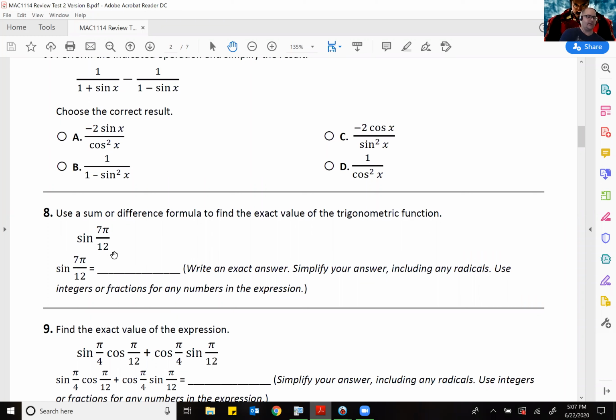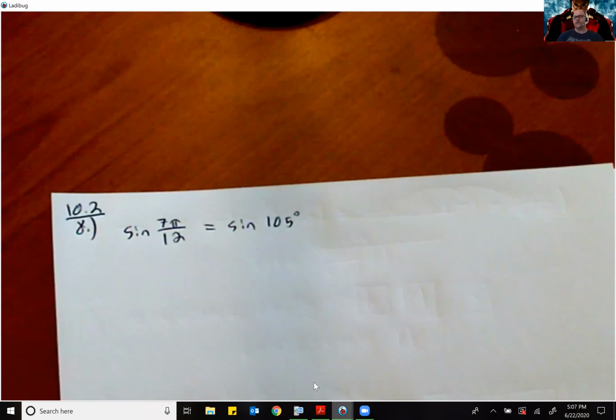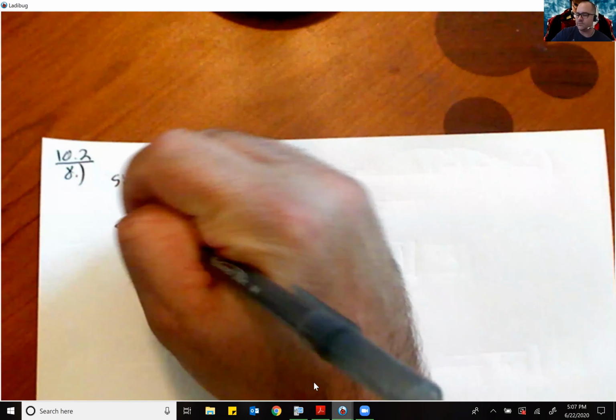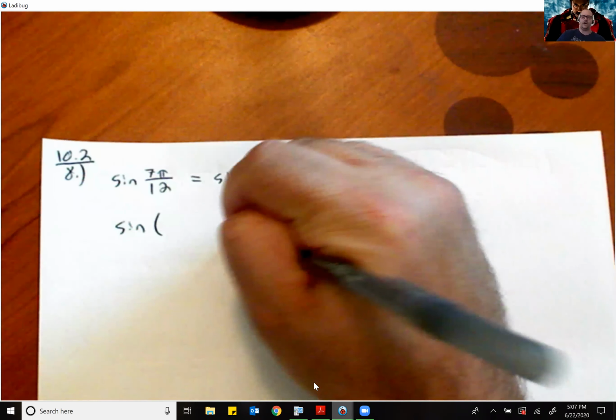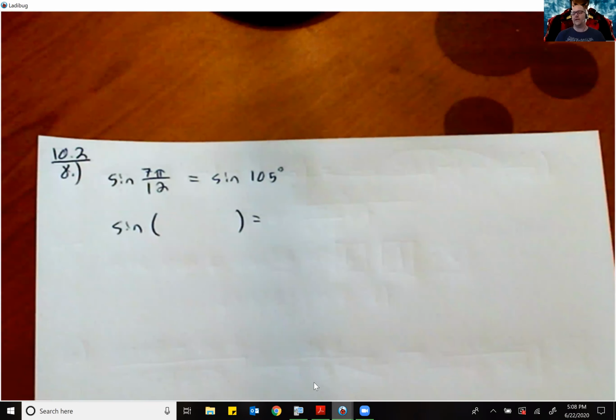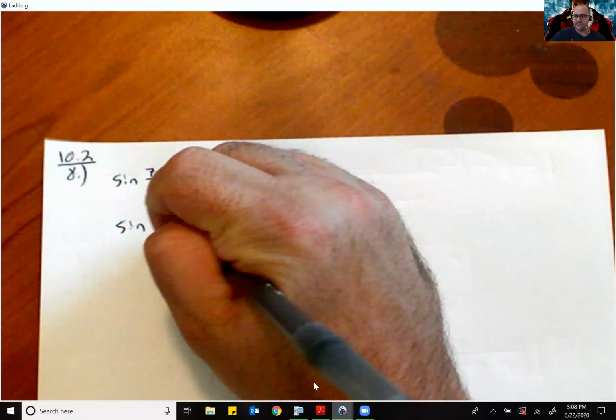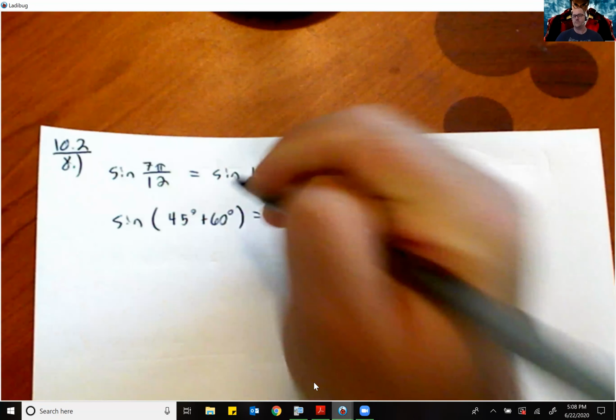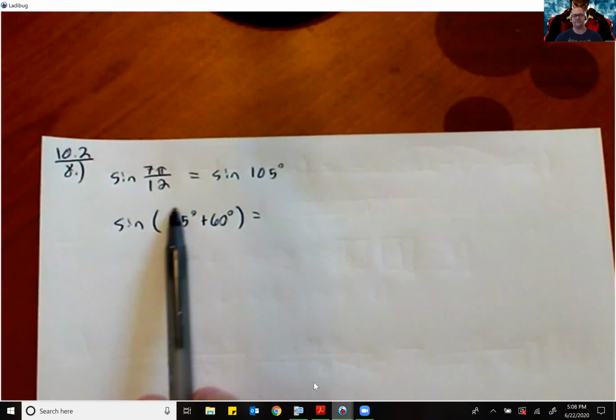Okay, so this angle in degrees is sine 105 degrees. Okay, so what you need to do is you need to find two angles that can add to 105 degrees, or two angles that can subtract to 105 degrees. There are tons of ways to do this. The easiest one that I'm going to go with is 45 degrees plus 60 degrees. Because I know everything for 45 and I know everything for 60.